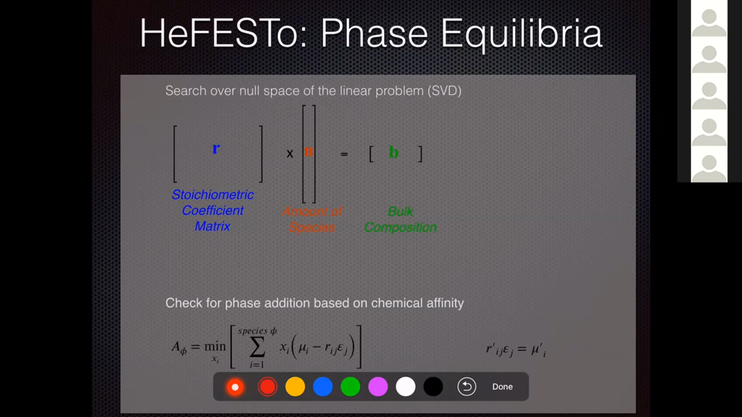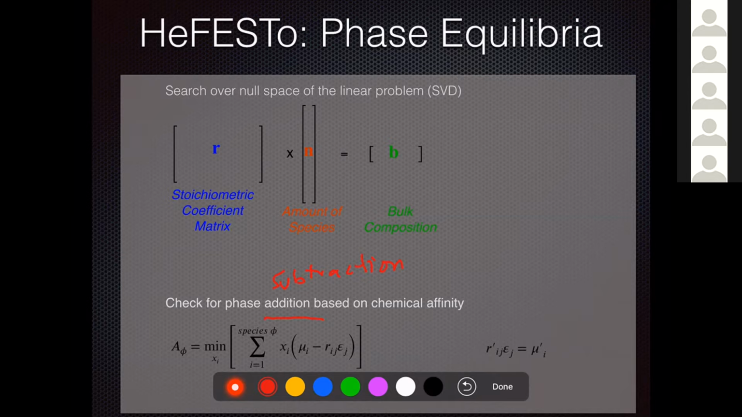Okay, and then as you saw when the code was running, it was adding or checking for the addition or subtraction of phases. What happens is that you have to check whether that phase is stable, whether the amount is getting close to zero. There's a nonlinearity because there's a natural logarithm involved. And so you have to be careful to add and subtract phases as needed. This is where the code spends the most amount of time, doing that minimization.